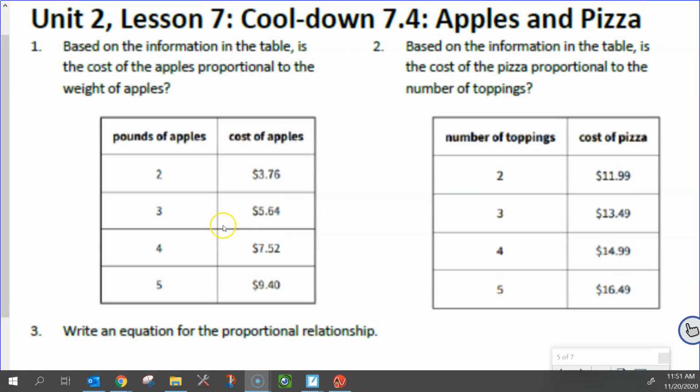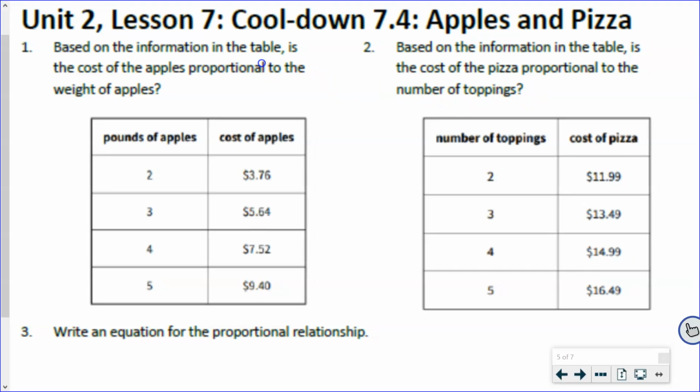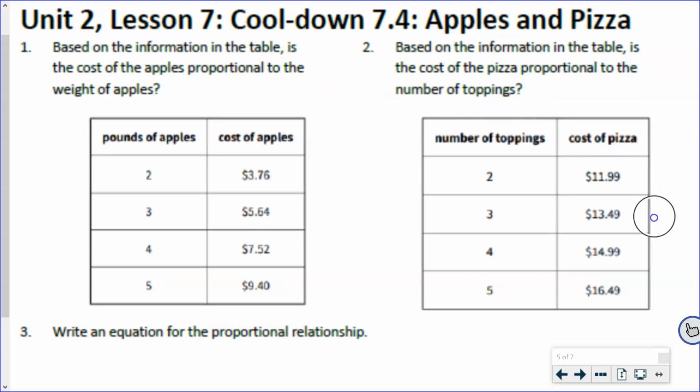Okay, so who thinks they know which one is the proportional one? Good. Which one is it? The left side. And I'm going to play devil's advocate. And I'm going to try and convince you that it's this right side. Because I can see that this is changing in a constant way. We are adding $1.50 every time. Adding $1.50. Is that true though? Am I adding $1.50?